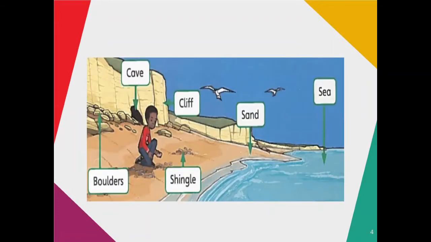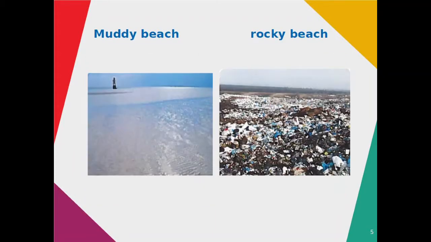Beach is the edge of the sea. Some beaches are made of sand, some are made of small stones. These small stones are called shingle. There are also seaside places where the beach is rocky or muddy. Rocky means that the beach is covered with rocks. Muddy means that the beach is made of mud.